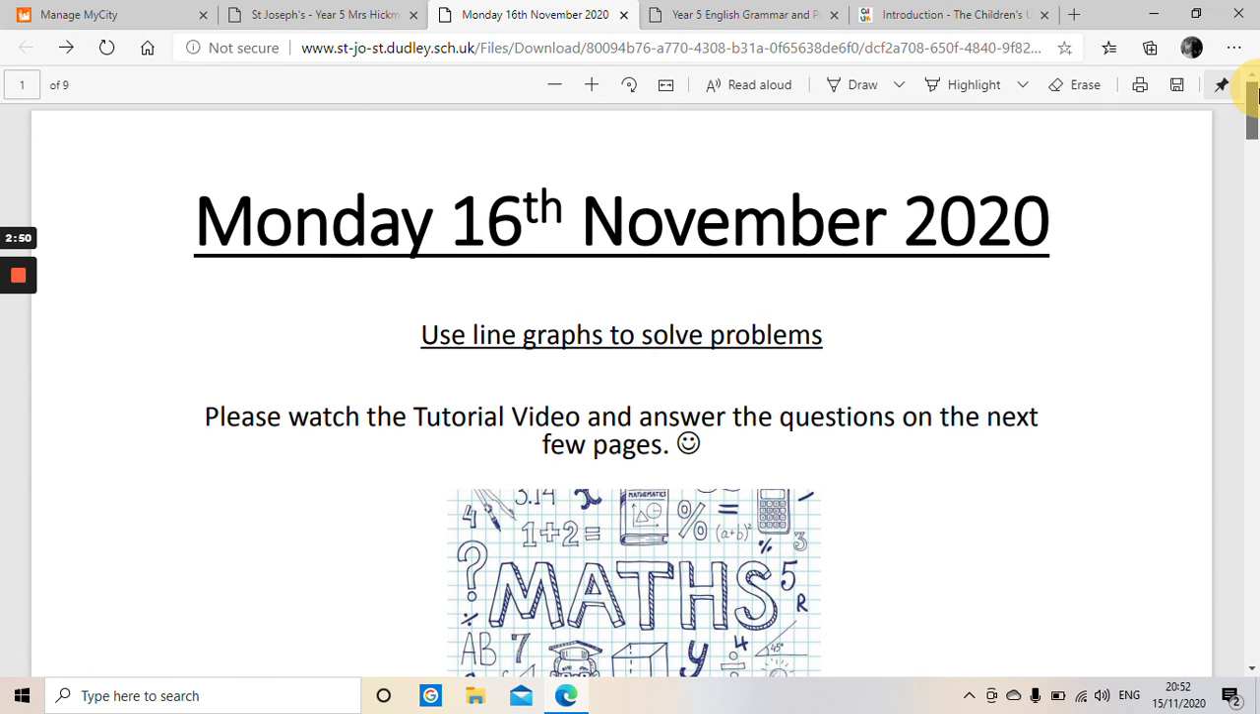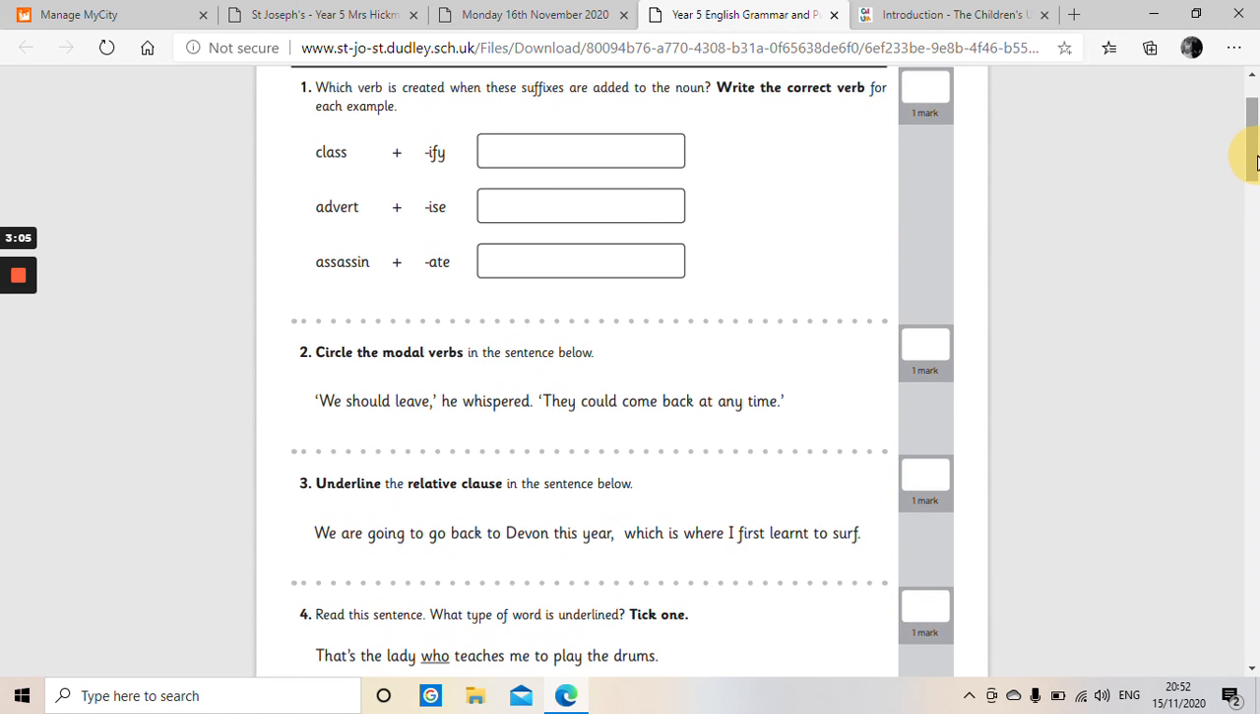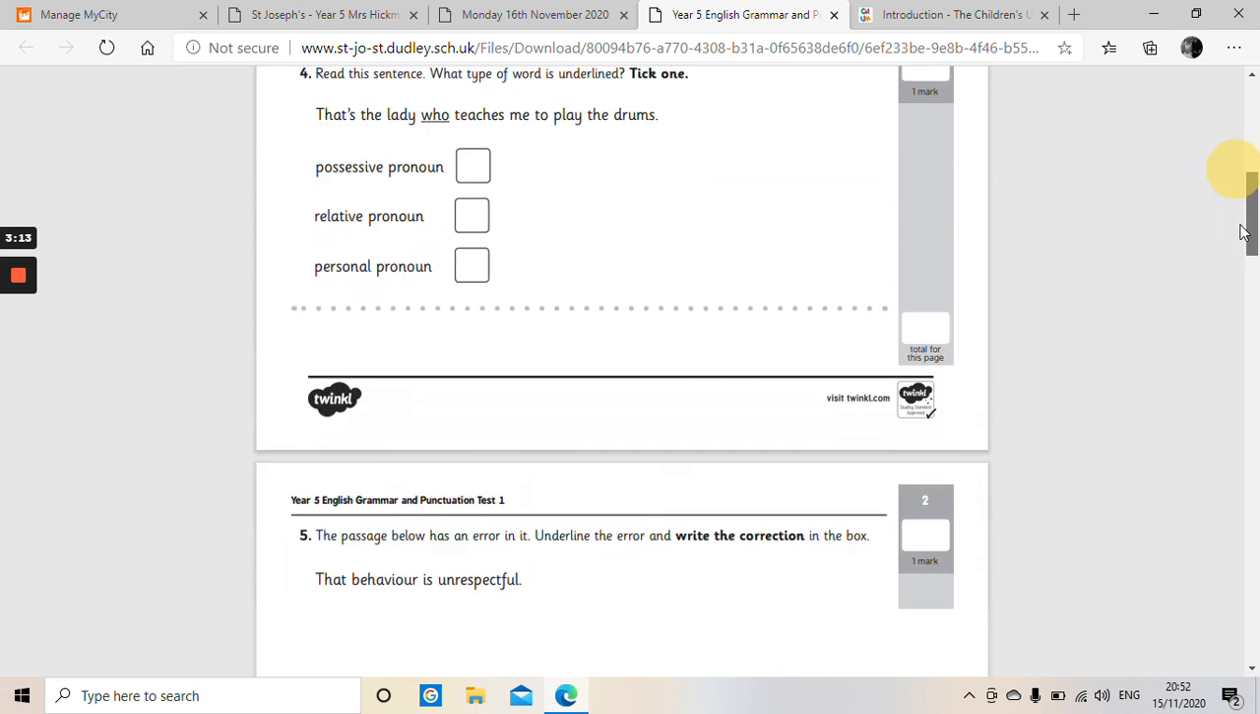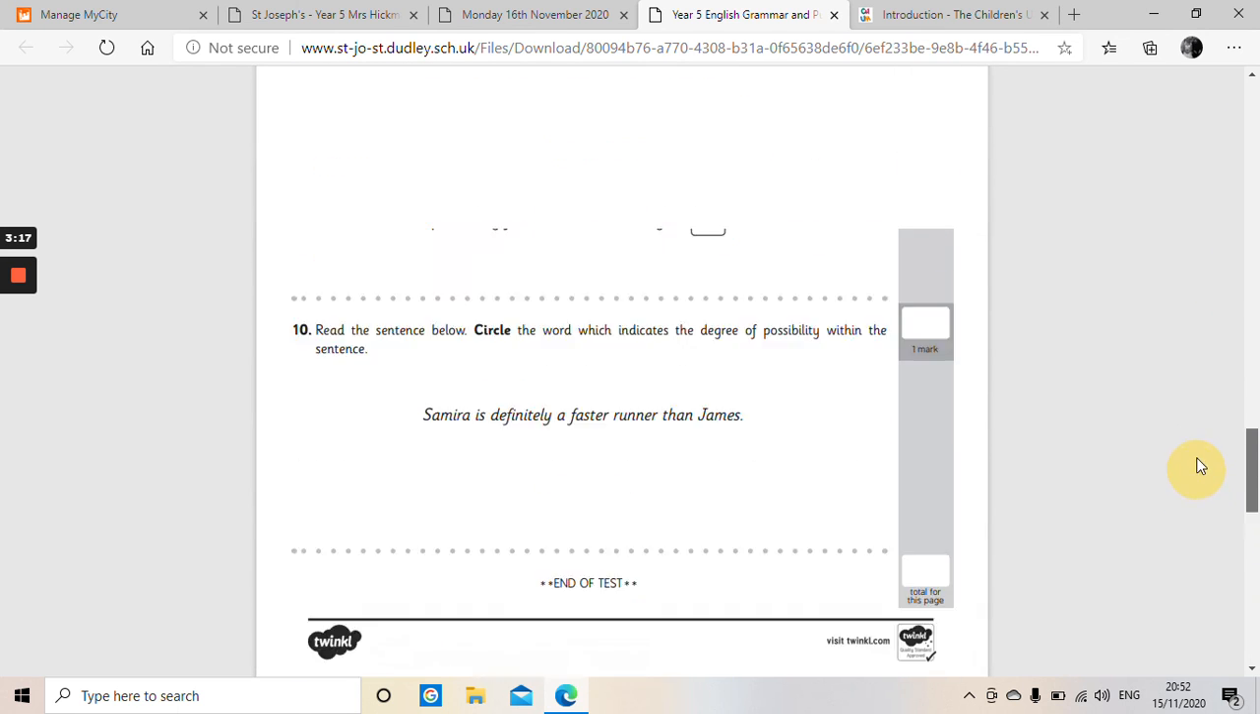In terms of English, tomorrow we are going to pick up our debates and arguments topic, which you might be happy to hear. So just for today, I just want you to do some grammar and punctuation revision. So it's in the style of a test. Obviously, you don't have to do it like a test. You can do it however you want. So just read the questions carefully, and then the answers are at the end, but obviously no peeking until you're finished. See how you get on.